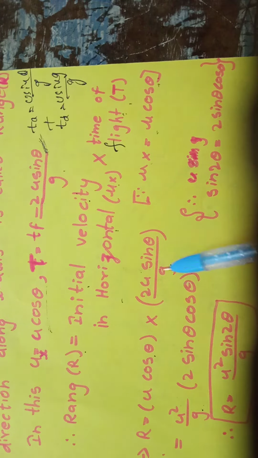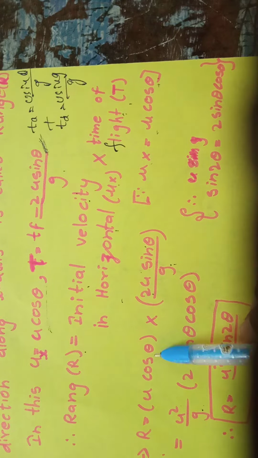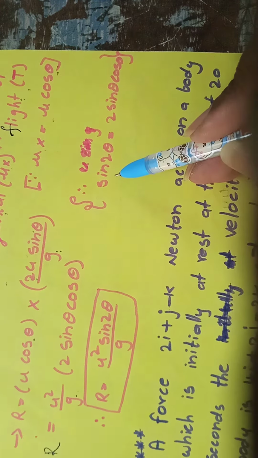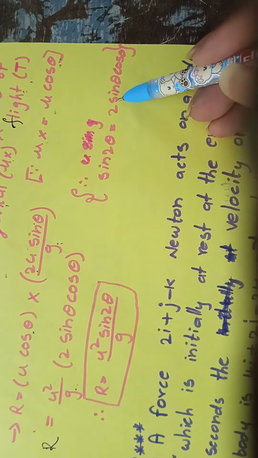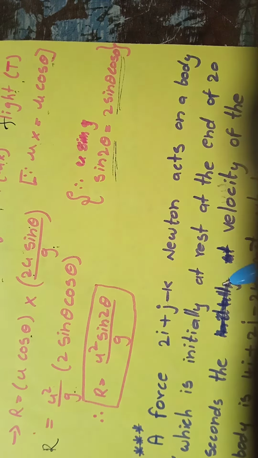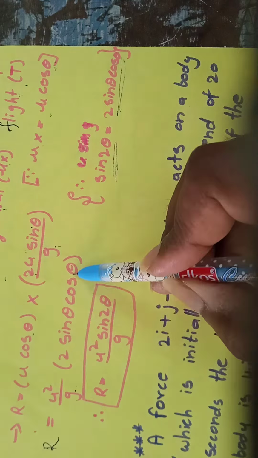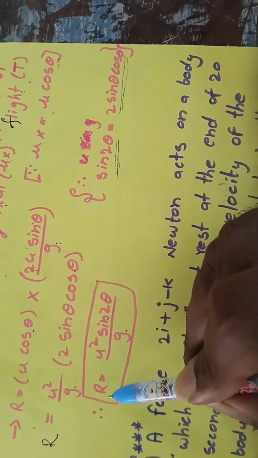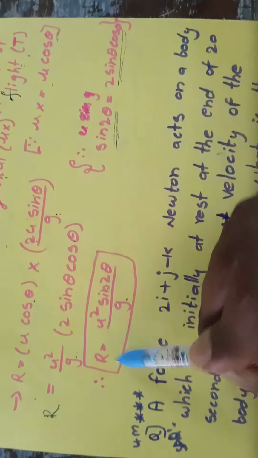The denominator is g. Now the remaining is 2 sin theta into cos theta. That is 2 sin theta cos theta, which is equal to sin 2 theta. So substitute: 2 sin theta cos theta is sin 2 theta, so we get u square sin 2 theta by g. Now this is equal to R.